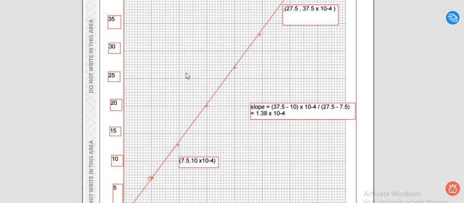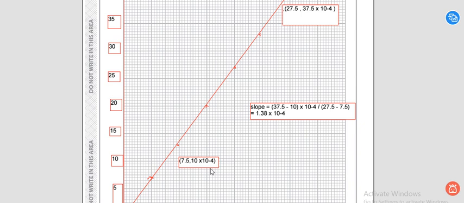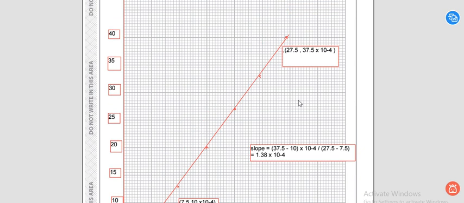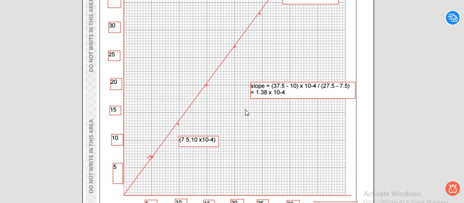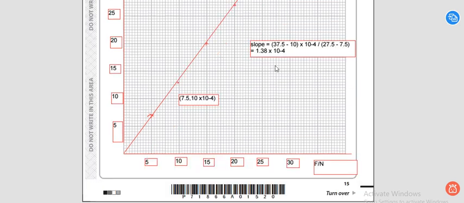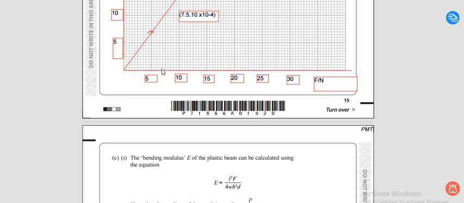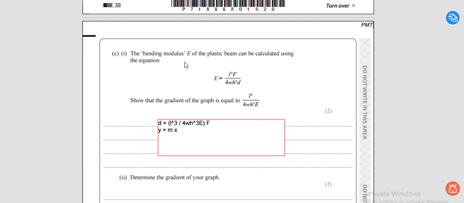Also, we can get the slope by taking 2 points on the line, and should take care that the values of the y coordinates for the 2 points should have 10 to the minus 4, because it is taken from the axis here. Take the slope because I know that it will be required in the next questions.